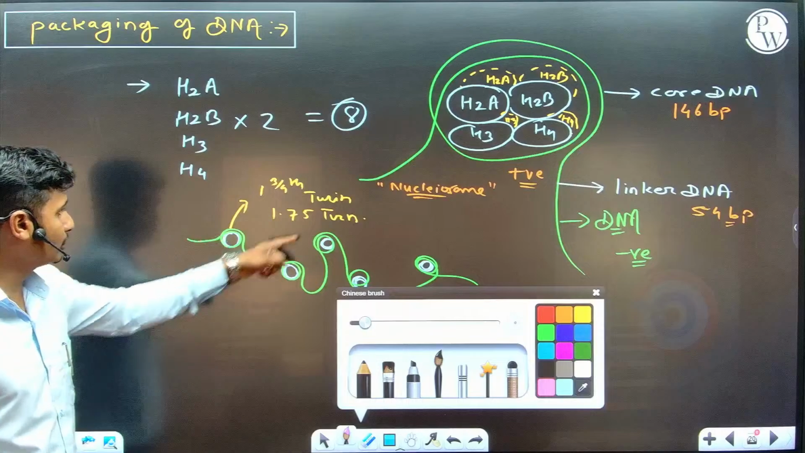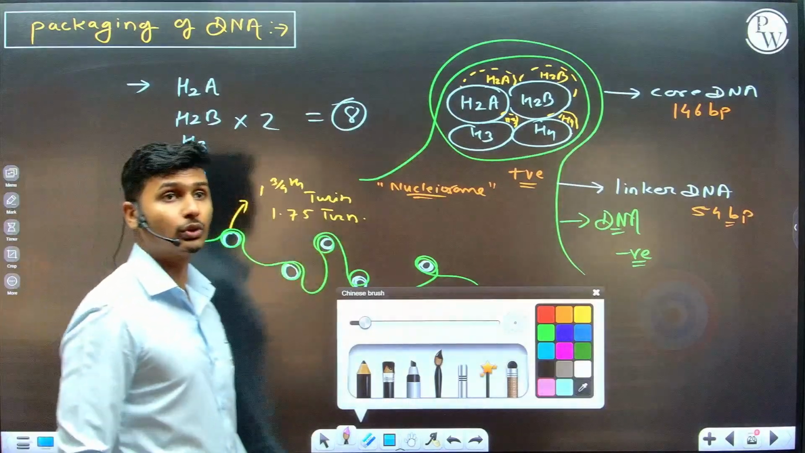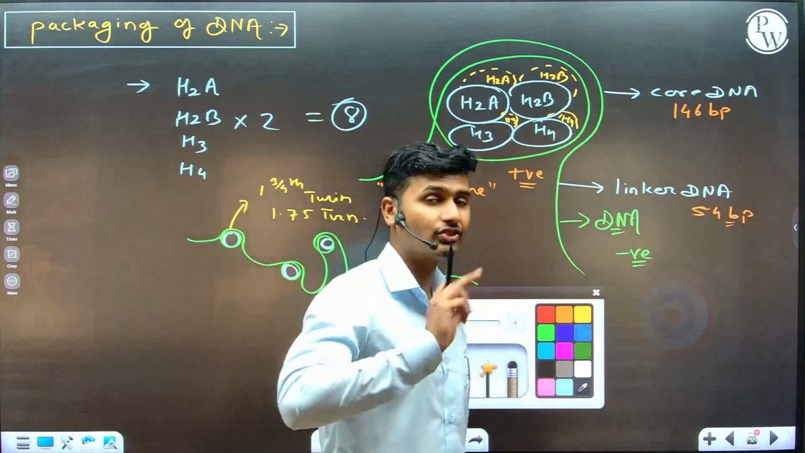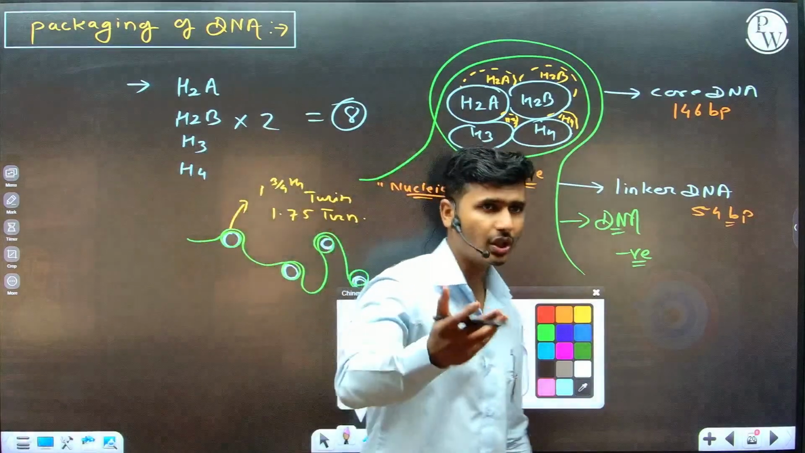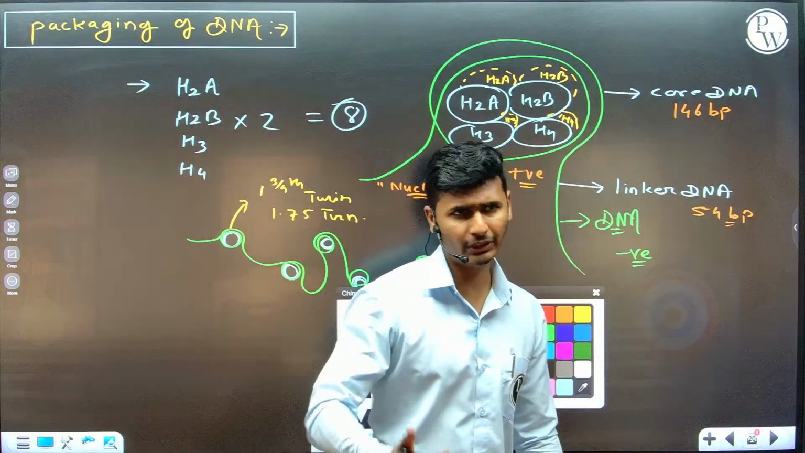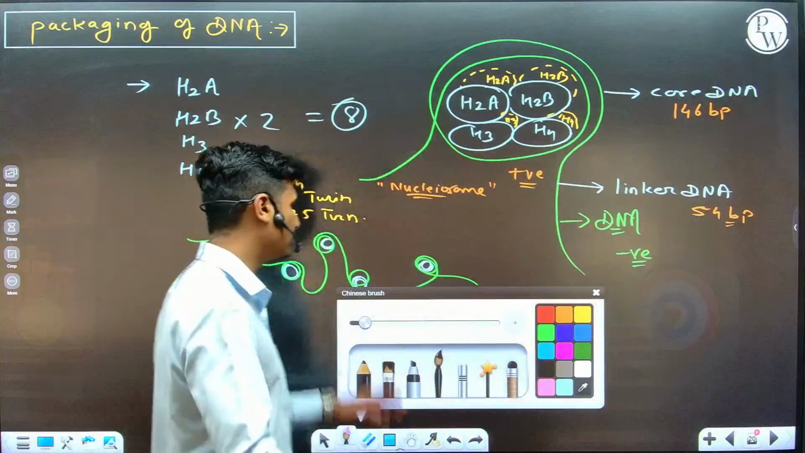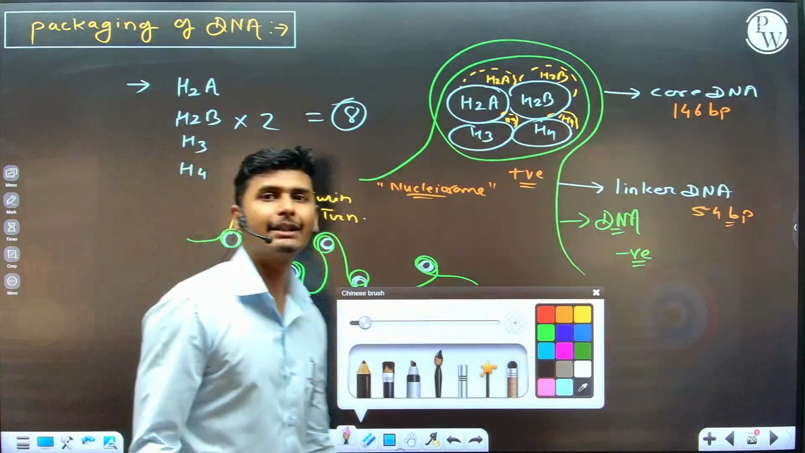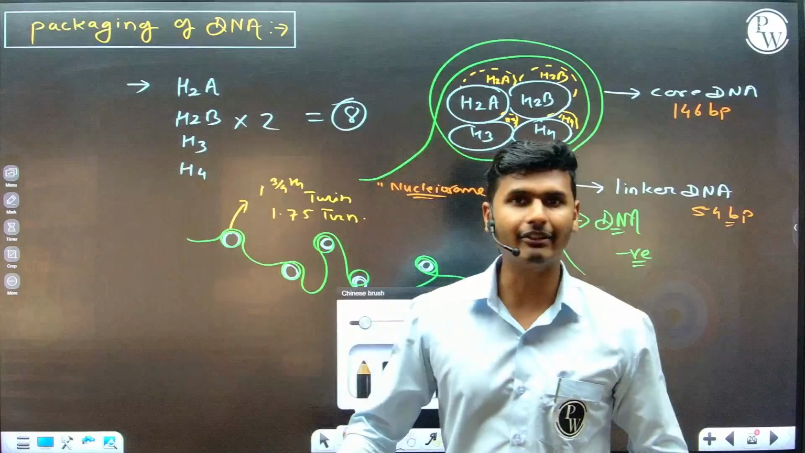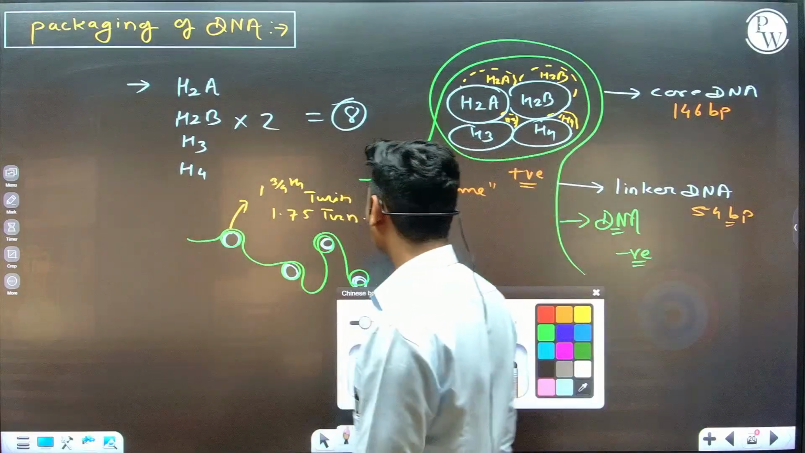This is the 1, 2, 3, 4, 5, 6. How many nucleosomes are present? On the basis of this, if we know the distance of DNA, or we know the base pair of DNA, we can easily calculate the nucleosomes, because the complete base pair divided by 200 is the total nucleosomes.